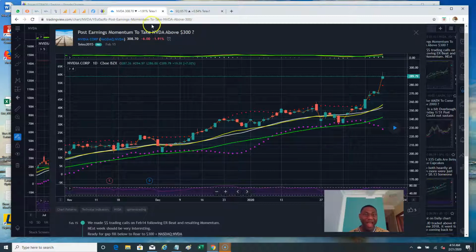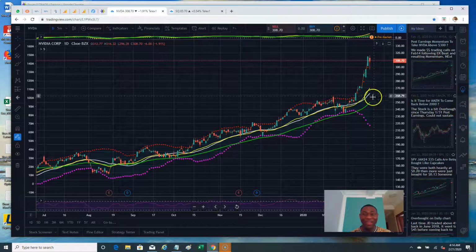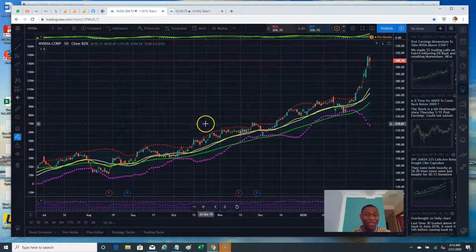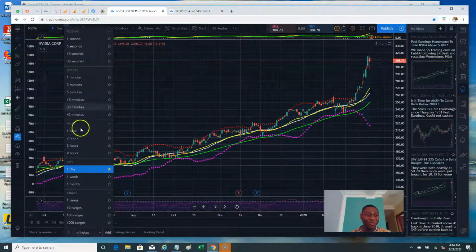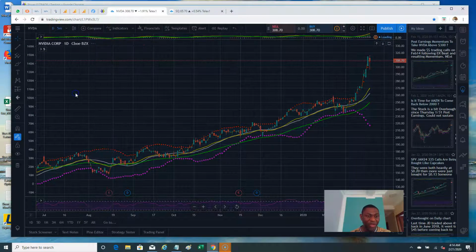Well, I should have followed my own idea because Nvidia went from 289, where it closed, to 315 just a couple of trading days later. So that was something I should have been all over. But in any case, coming back here on the 5, let's go back to the 5-minute chart on Nvidia over the last 3 days or so.